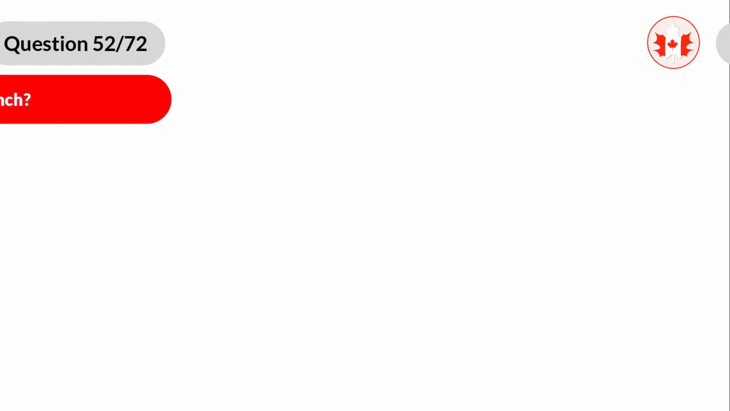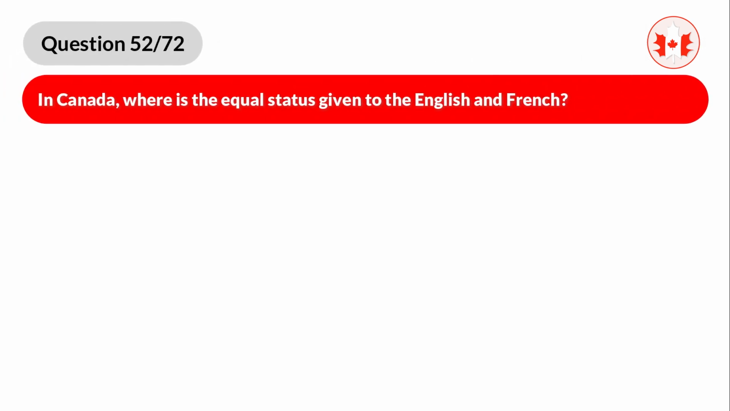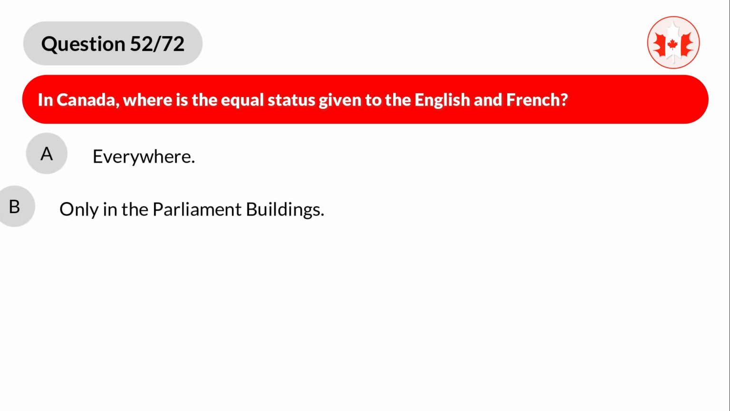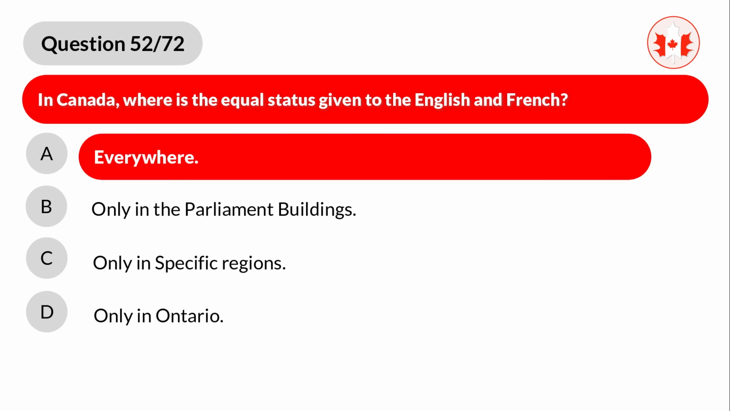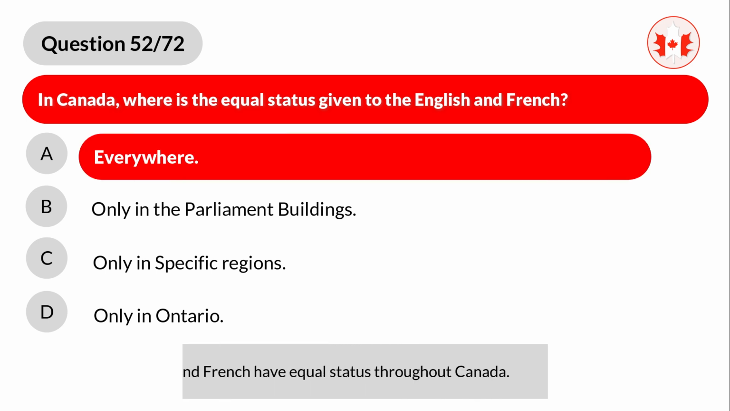Question 52. In Canada, where is the equal status given to the English and French? A. Everywhere. B. Only in the Parliament buildings. C. Only in specific regions. D. Only in Ontario. The correct answer is A. Everywhere. Explanation: English and French have equal status throughout Canada.